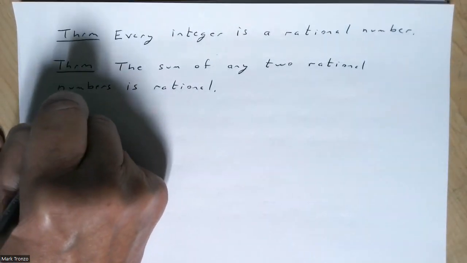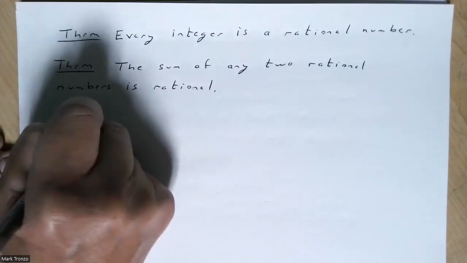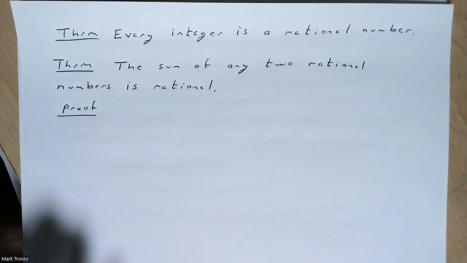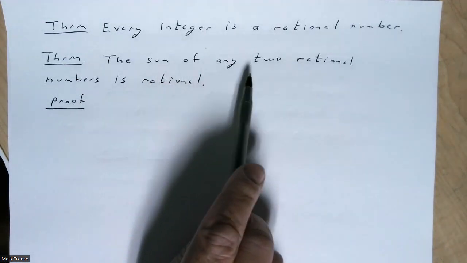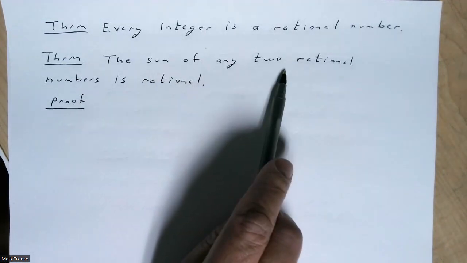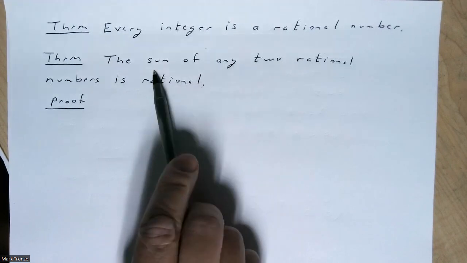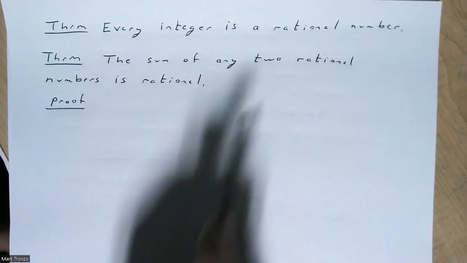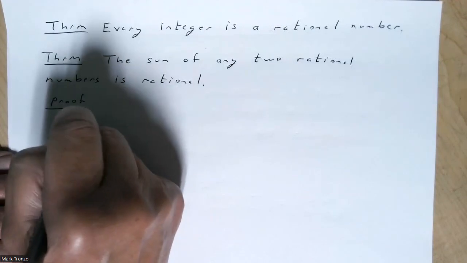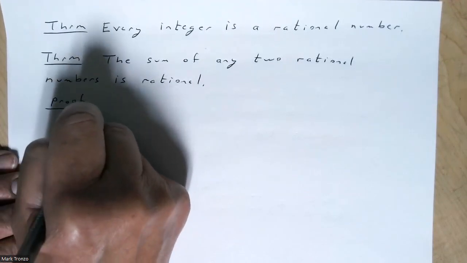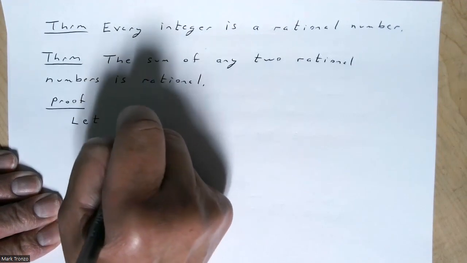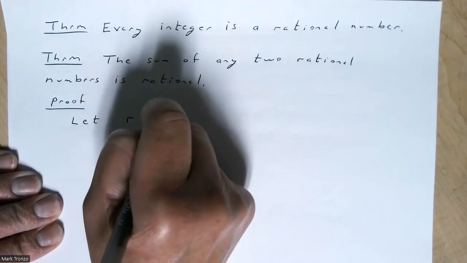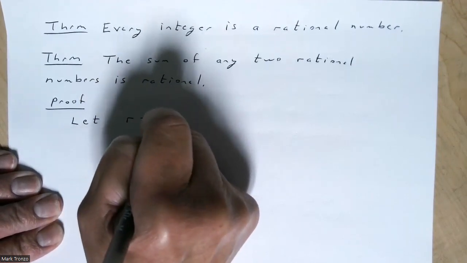And let's prove that. Like I said, now we're going to do it formally. So again, start with what you have. You're talking about two rational numbers. You want to look at the sum of those. So we're going to set up two rational numbers. Let me call one of them R. Let R equal A over B.